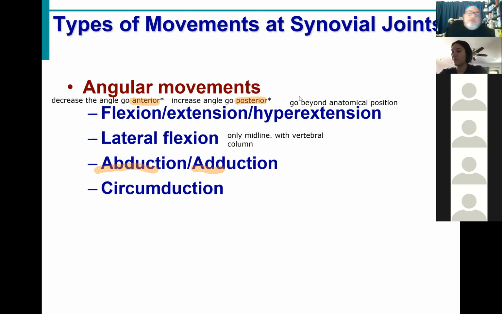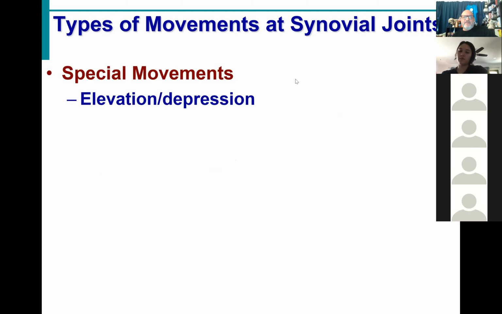All right, questions on those angular motions? Notice all of those change the angle of the joint. All right, excellent. Then let's talk about some of the special movements.